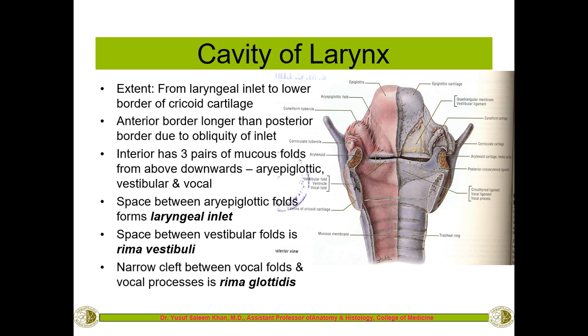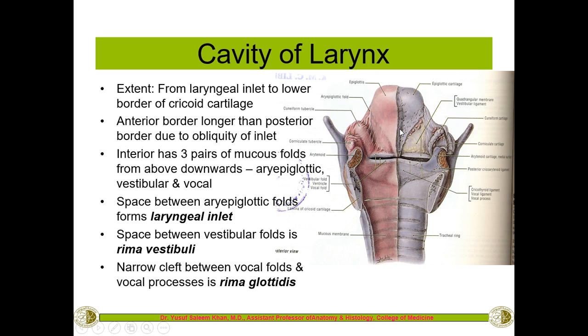Coming to the spaces, the space between the aryepiglottic folds forms the laryngeal inlet. These are the aryepiglottic folds on either side. Here it has been shown with the mucosa, and here it is shown just the cartilage and the deep structures inside. So the space between these folds is called the laryngeal inlet.